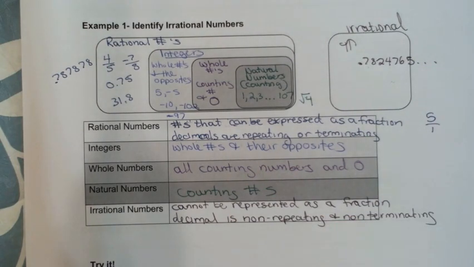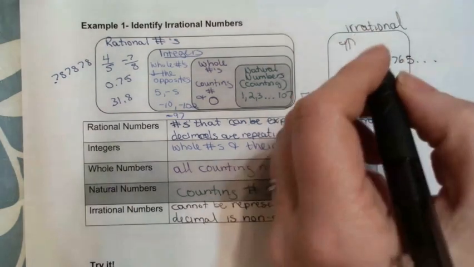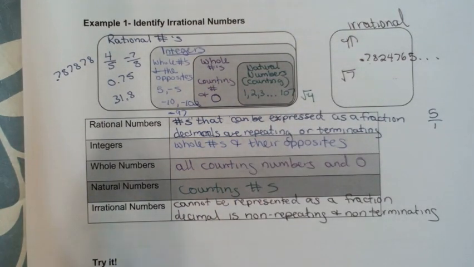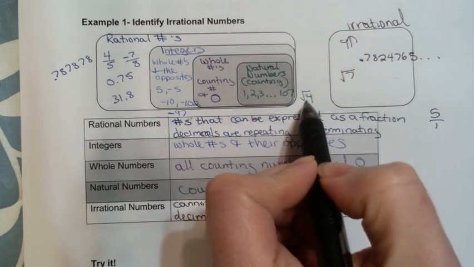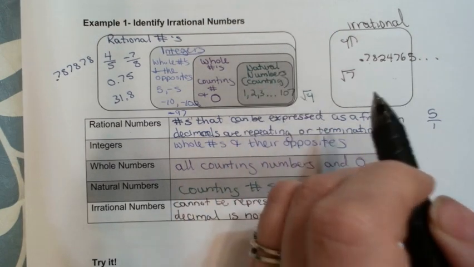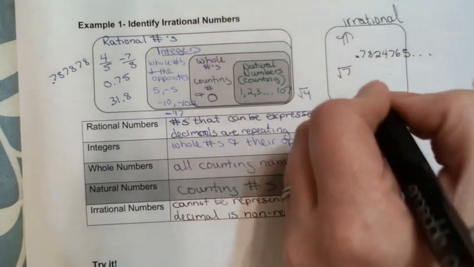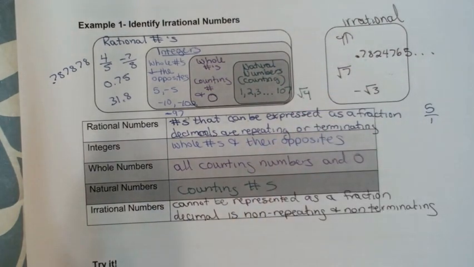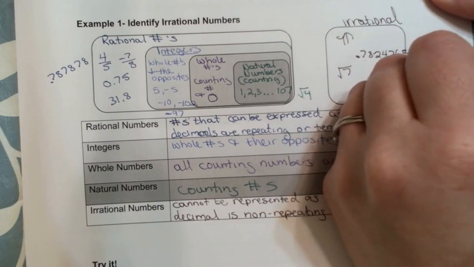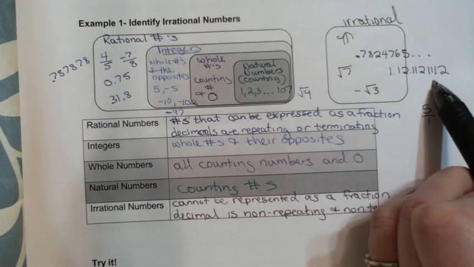Other things that you will see here are like the square root of 7. We haven't gone over that yet, but it is not a whole number or a terminating decimal, so therefore it is irrational. I put square root of 4 under natural number because the square root of 4 is 2. It is a whole number that you count. Other numbers you can put here is like a negative square root of a number that is not a perfect square. I have 1.12.112.1112. There's a pattern, but it's not repeating.